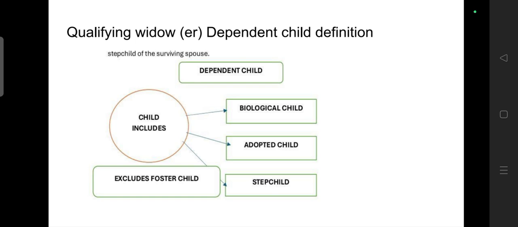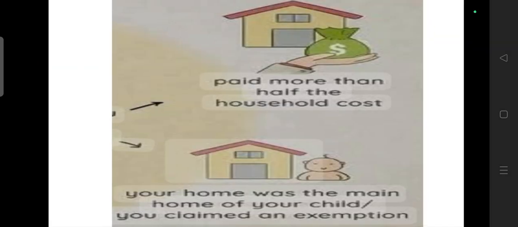So let us sum up the conditions for claiming qualifying widower. That person has to contribute more than half of the expense of the household of the dependent child, and the child has to stay, by default, throughout the taxable year with the surviving spouse.